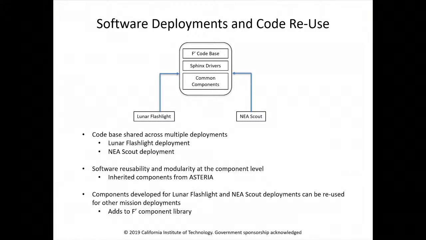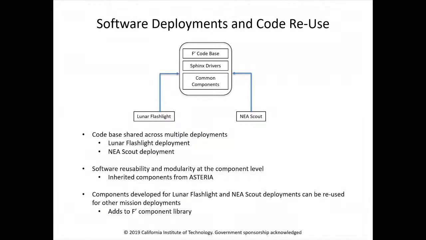Essentially, when we want to deploy for Lunar Flashlight, we build for the Lunar Flashlight deployment, building against the exact same code base. And when we want to deploy for NeoScout, we use the same code base, and we deploy for NeoScout. So as you can see, there's a lot of commonality between the 2 different deployments. And using the framework, we're able to leverage that and deploy 2 separate deployments with a lot of commonality between the two. So we're able to share the same code base across multiple deployments.